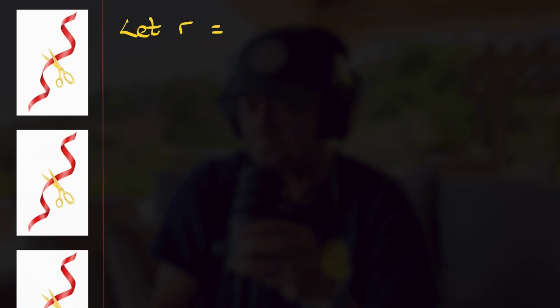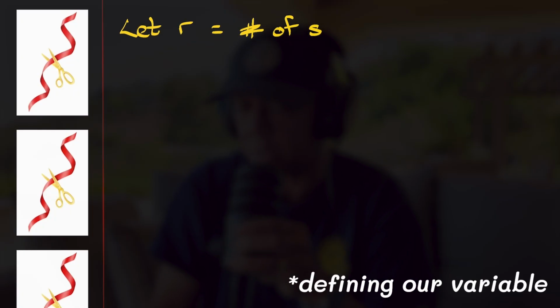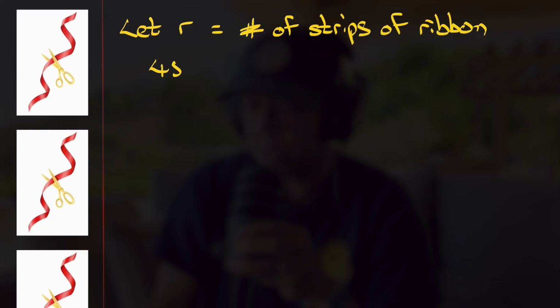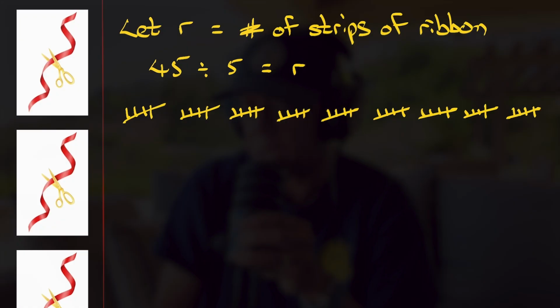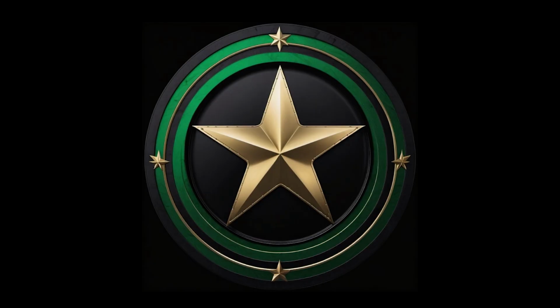So we want to start by declaring our variable. Because we're talking about ribbon, we're going to use R. So R is going to equal the number of strips of ribbon. Since we have 45 inches in total, we're going to divide it by 5, and that's going to be our unknown. I'm going to use tally marks here and just count out 5 inches. It turns out I can make 9 groups of 5, so R equals 9 strips of ribbon.